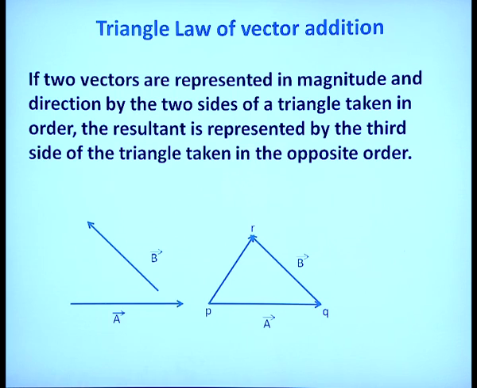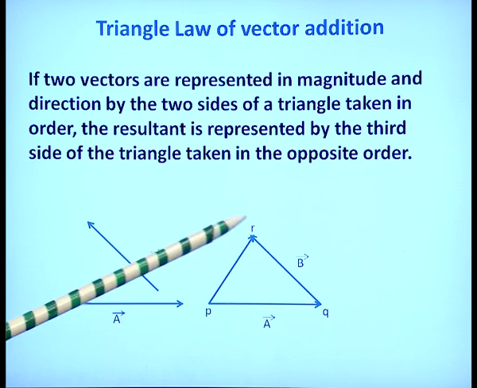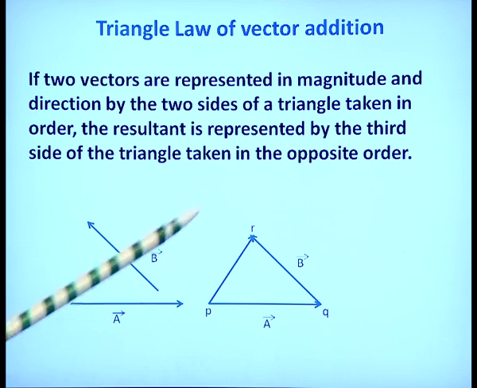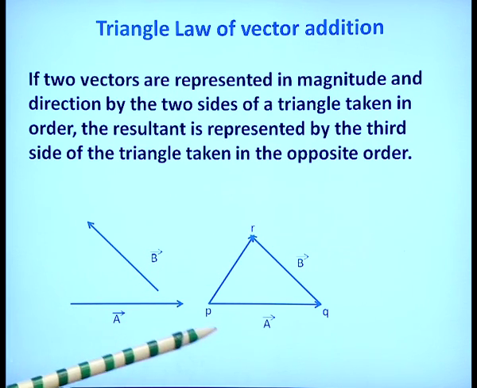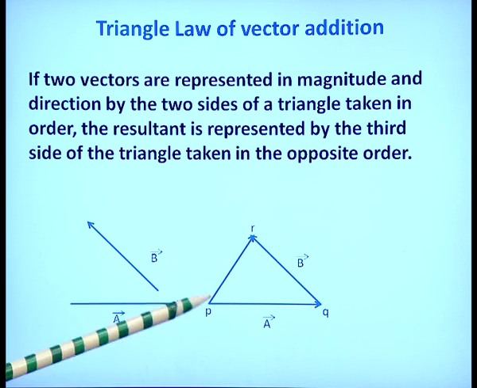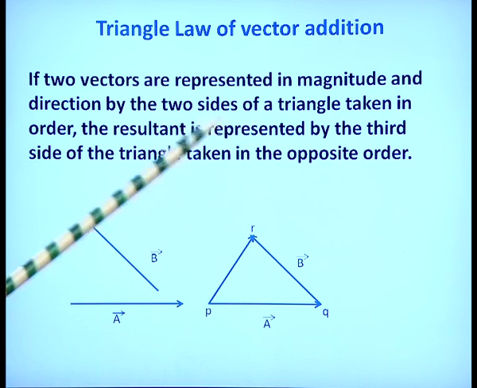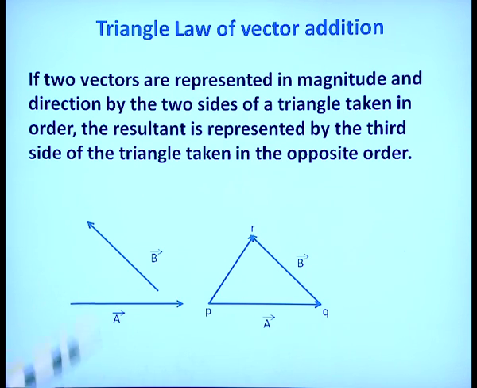So, according to the law, the two sides of a triangle are represented by the two vectors A and B, and they are in same order. The direction you can see they are in same order. So, according to this law, the third side of the triangle, that is PR, will represent the resultant of the two vectors A and B, and that is taken in opposite order, because PQ and QR are in anti-clockwise direction, but PR is in clockwise direction. So, this is the result of addition of two vectors.